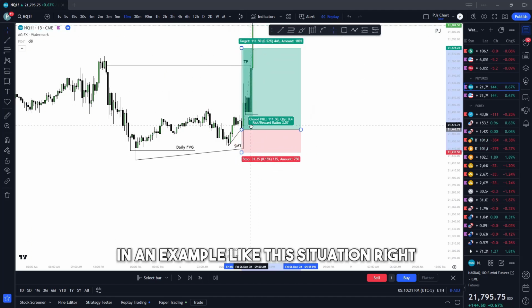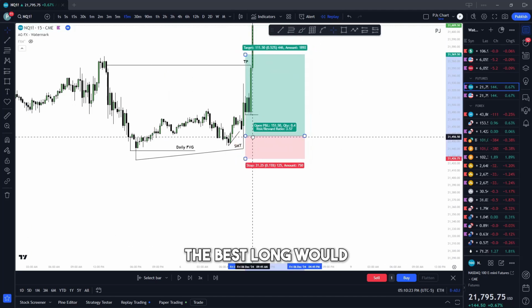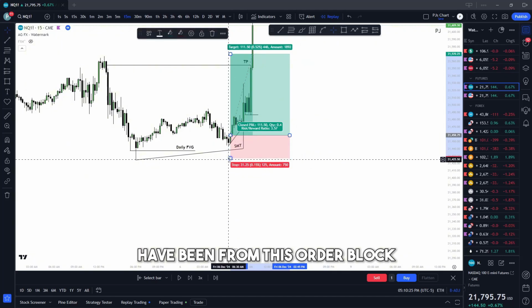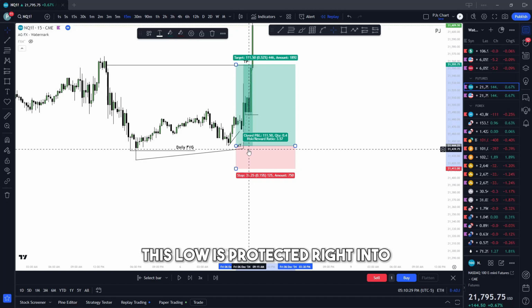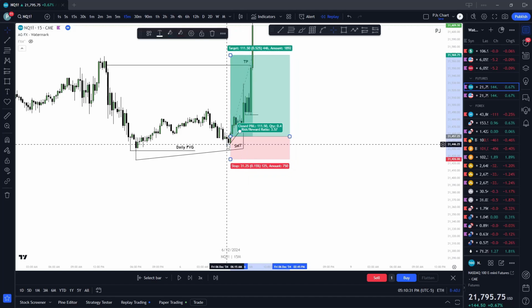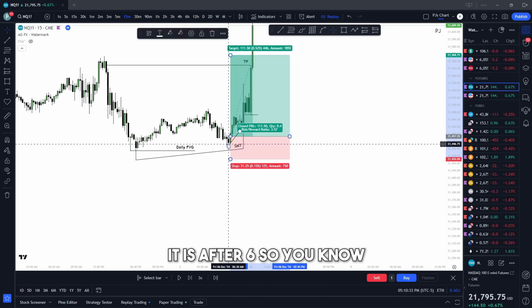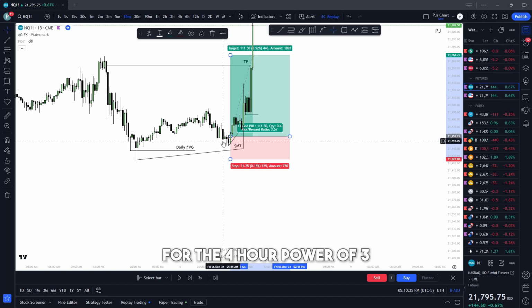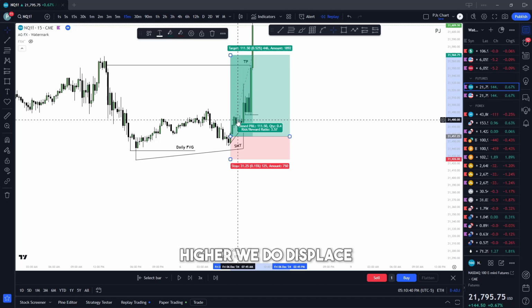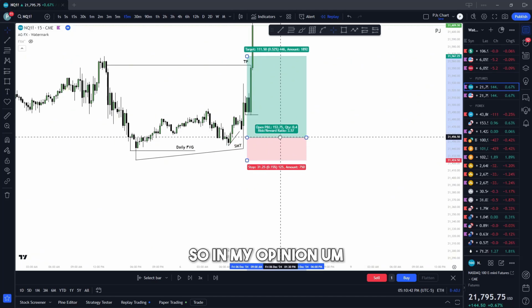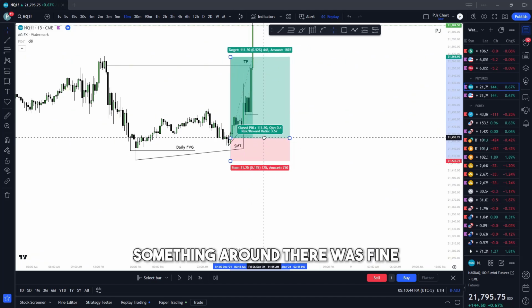In an example like this situation, right, the best long would have been from this order block, right, or with a turtle soup of this low. In my opinion, this low is protected, right, into right when this low is formed. It is after 6, so for the 4-hour power of 3 we open low, and in continuing higher we do displace. So in my opinion, something around there was fine.